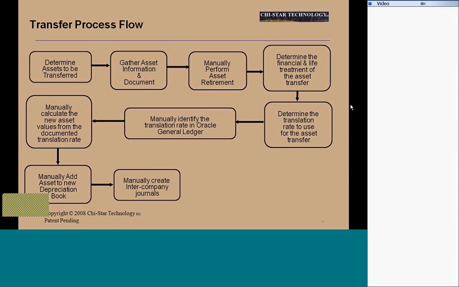Once that has been done, during the month-end process, the retirement and the addition will happen within the same month. Each side would have to create journal entries to clear out the gain-loss account on the retirement side and to clear out the asset clearing account on the addition side and book that to the intercompany accounts. So during consolidation, those two accounts will be eliminated.